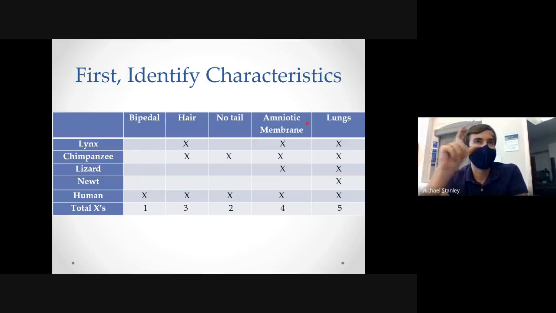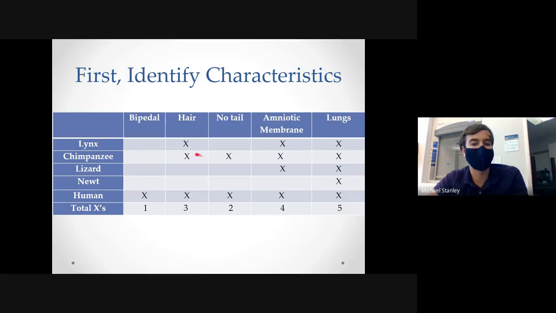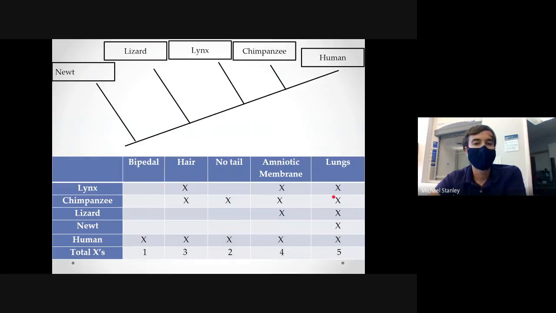Finally, what would go in the 4th box? What would be the 4th next one? The chimpanzee. Mm-hmm. Chimpanzee would go 4th because it has the next most number of shared characteristics. It has 4. And finally, that leaves human as number 5. So our final filled in tree cladogram would look like this.